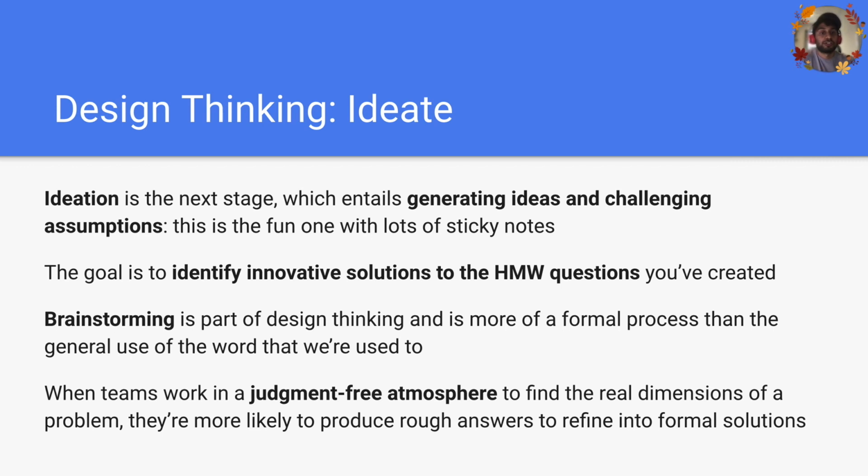When teams work in a judgment-free atmosphere to find the real dimensions of a problem, they're more likely to produce rough answers, which they'll refine into possible solutions later. No idea at this stage is a dumb idea. In brainstorming, we aim squarely at a design problem and produce an arsenal of potential solutions. By not only harvesting our own ideas, but also considering and building on those of our colleagues, we cover the problem from every angle that we can.